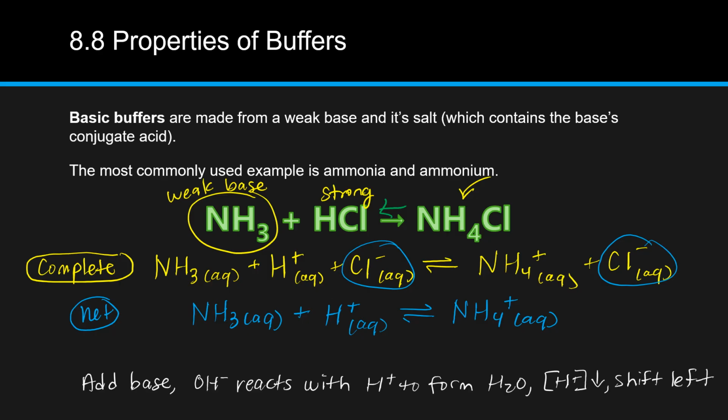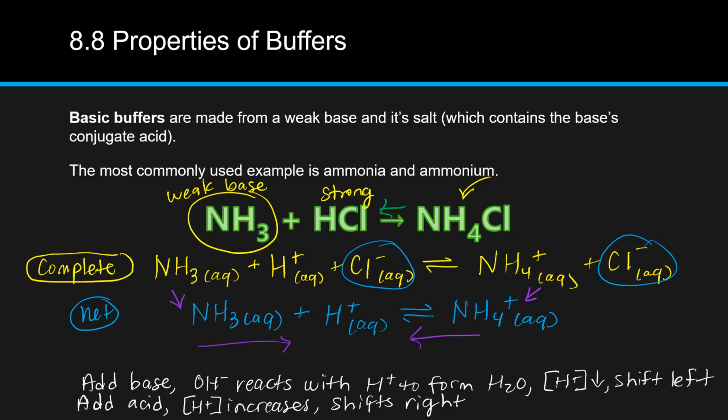Then if I were to add acid, I am increasing the amount of H+ ions in solution. So I'm increasing H+, which means I'm going to shift away from that species and make more products. Again, you can also think about this just based off of the weak base and its conjugate acid. So if I add base, it's obviously going to react with the conjugate acid and form more reactants. If I add more acid, it's going to react with the weak base and form more products.